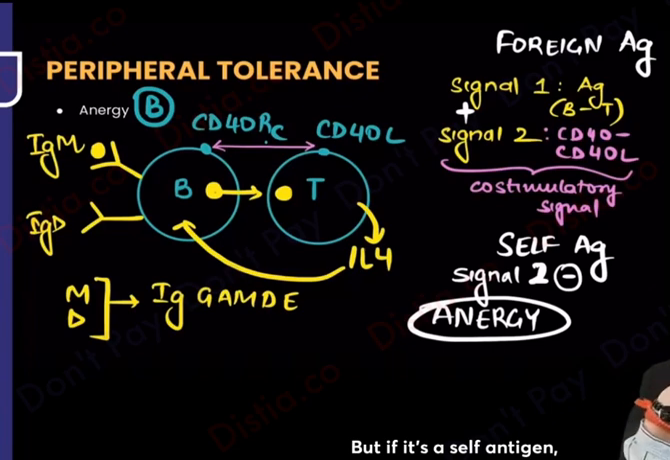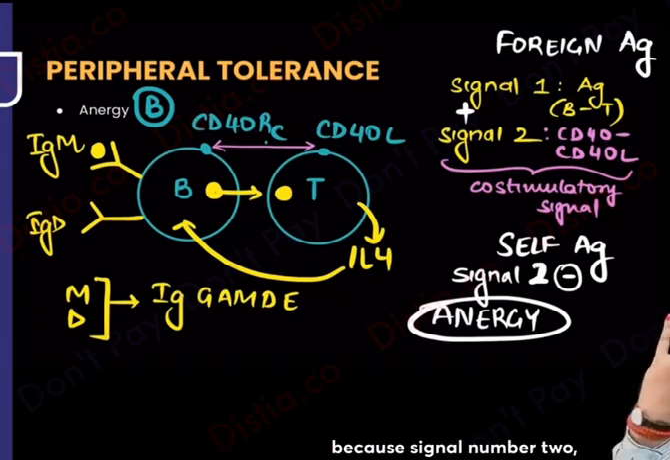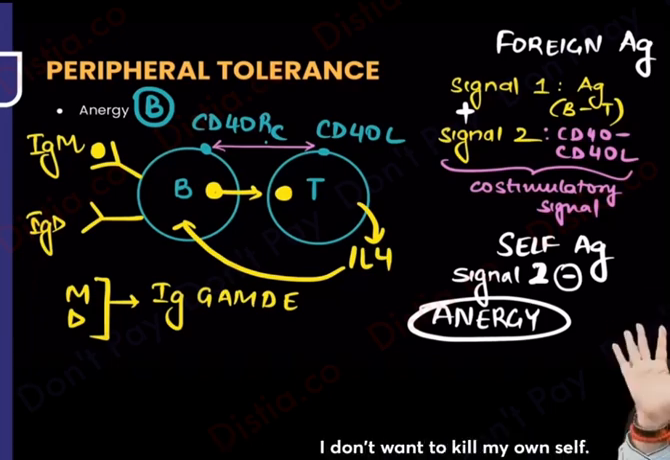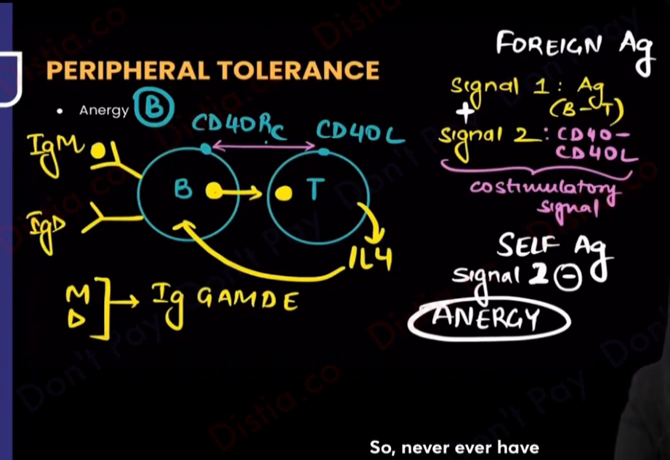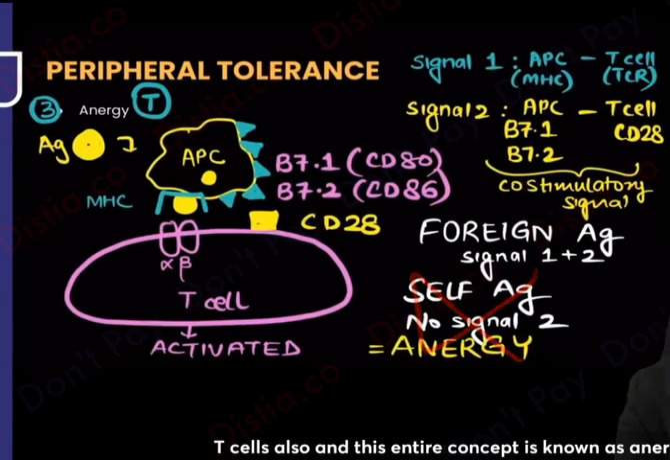But if it's a self antigen, if it's my own antigen, I am never ever going to stimulate signal number 2, because for signal number 2, I don't want to kill my own self. So never ever have signal number 2 for B cells, and never ever have signal number 2 for T cells also, and this entire concept is known as anergy.